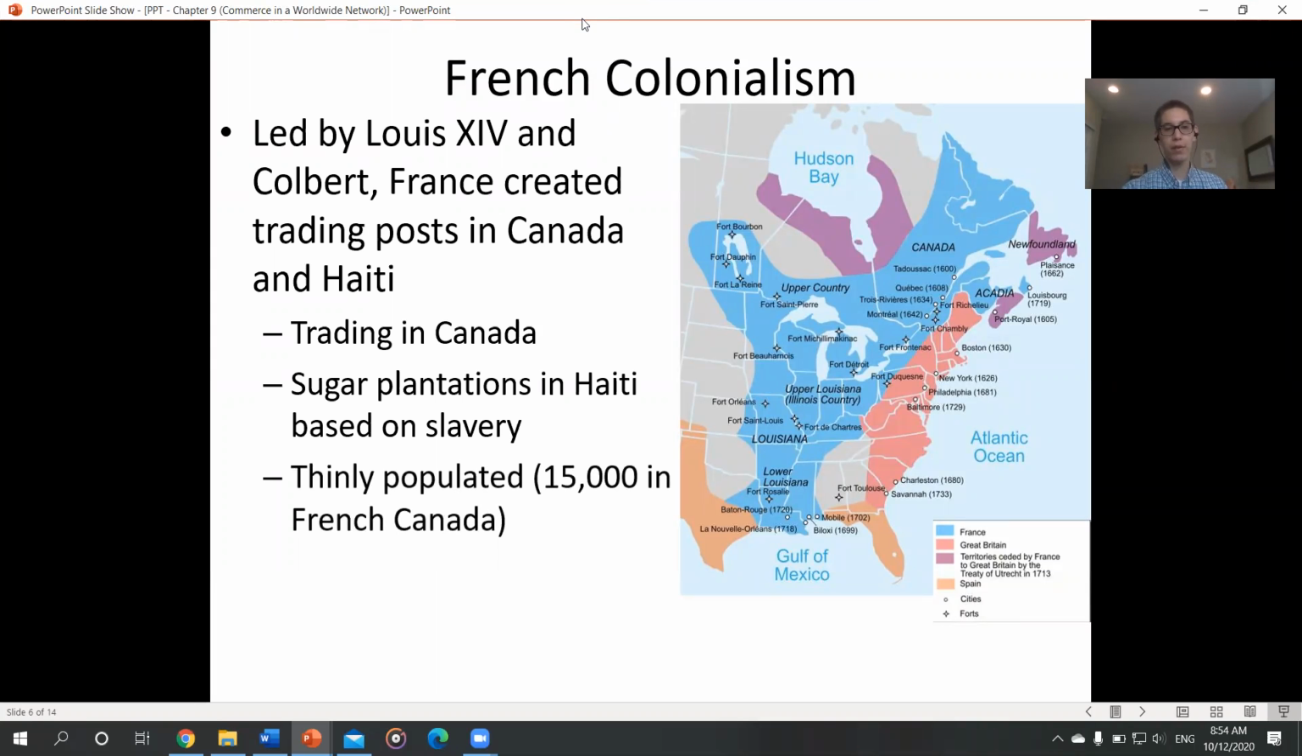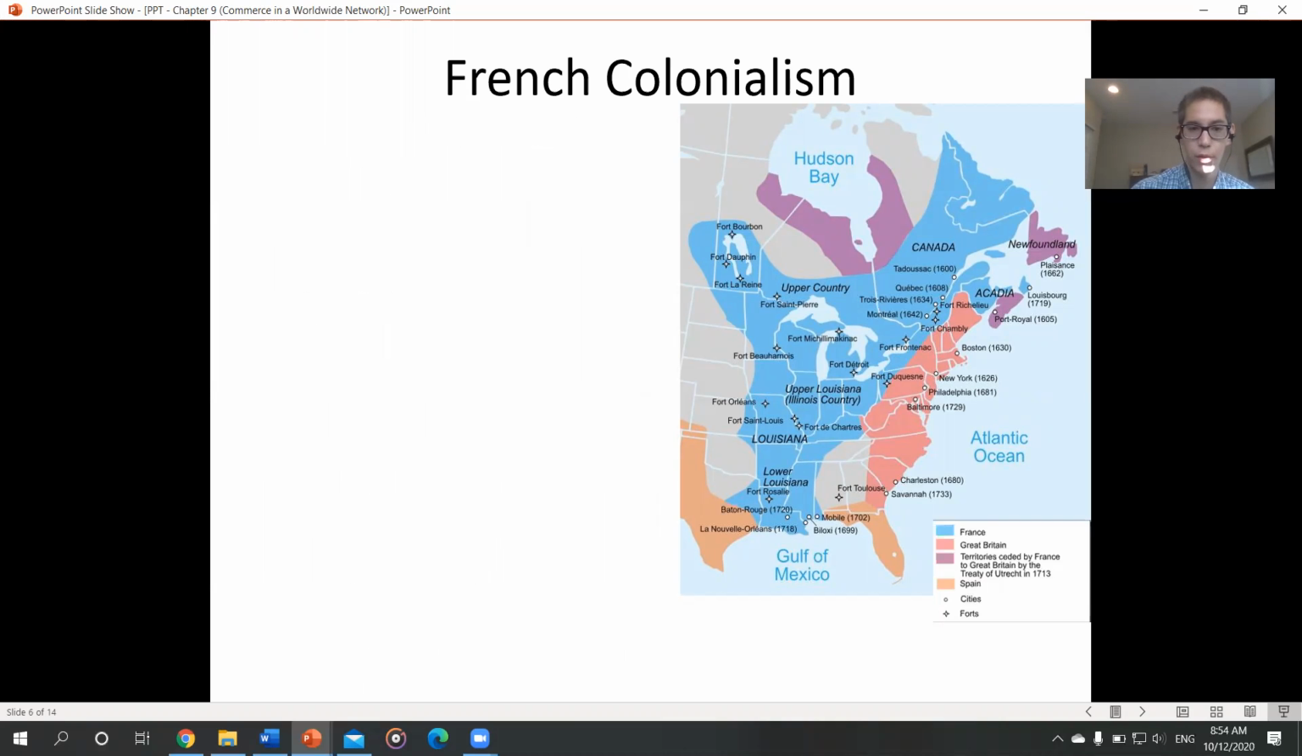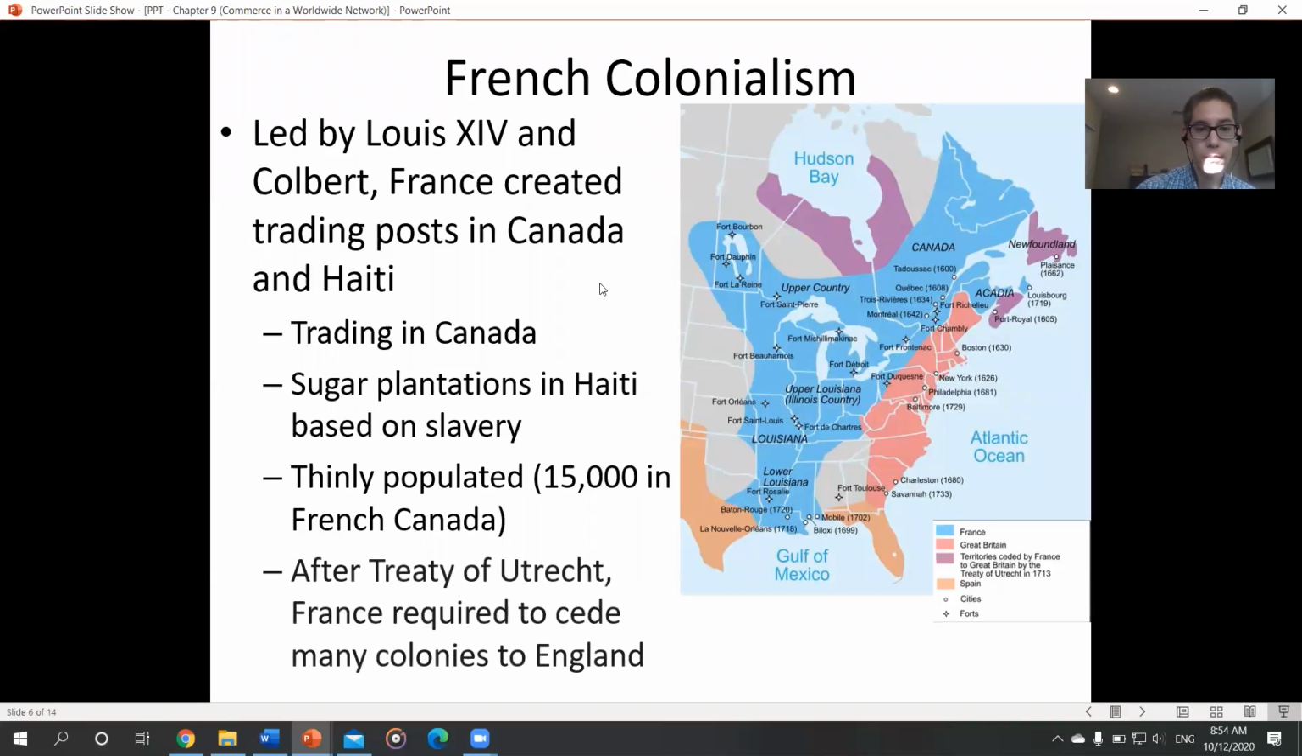The French was quite a bit different than the other ones. French colonialism, you can see, was in modern day Canada and then kind of the Midwest as well. They mostly cared just about trade. Their region of the Americas didn't have as many valuable minerals like gold and silver. And the French didn't care about permanent settlements as much as the English did. So their region was thinly populated. You'll see only 15,000 settlers in French Canada versus 1.5 million in the English colonies. But they cared mostly about trade.